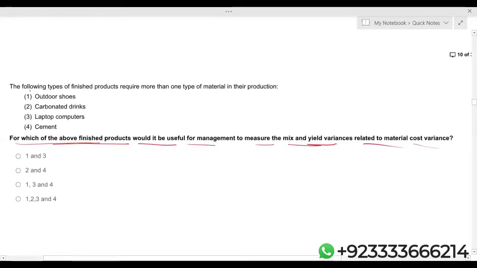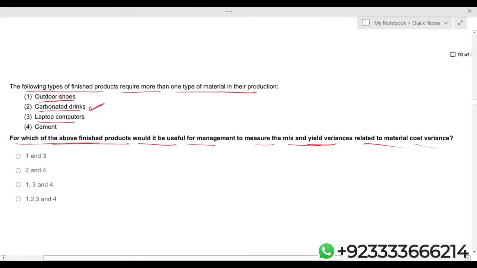Let's see. The following types of finished products require more than one type of material in their production. One is outdoor shoes, another is carbonated drinks. Here, physically, we'll be mixing more than one material. Carbonated drinks.